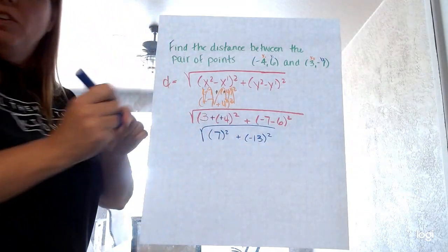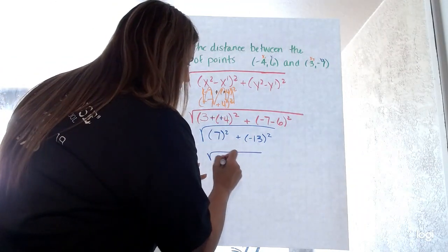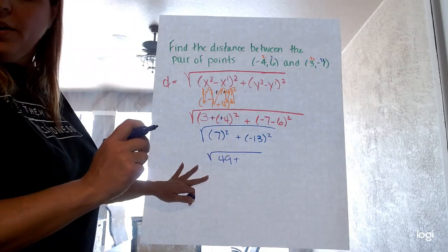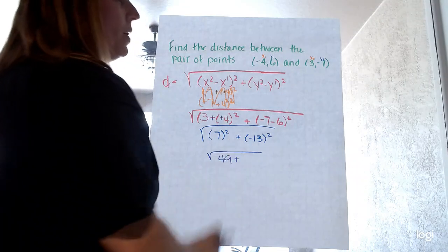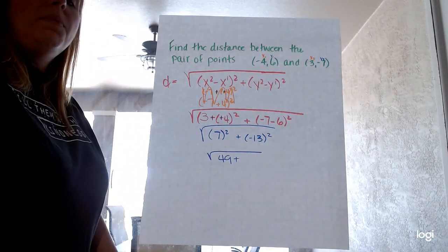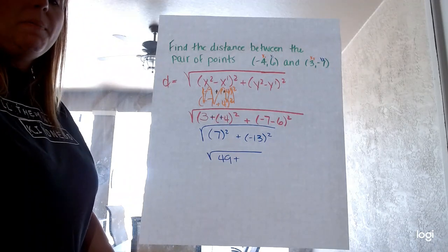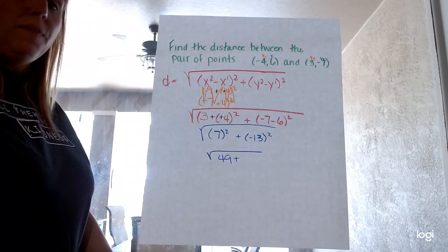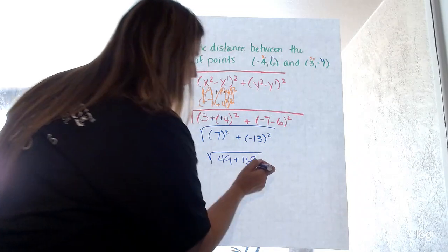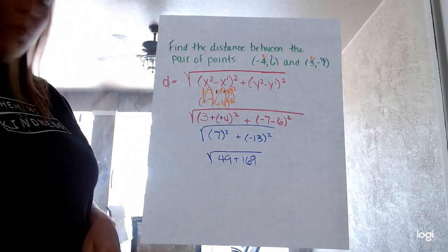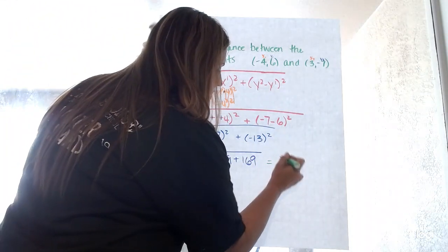We know that 7 squared, 7 times 7, is 49. And then 13 squared is 169. Negative 13 times negative 13 is a positive, because multiplying and dividing use same sign, you will get a positive. So because it's a negative times a negative, we're going to get a positive. Add 49 and 169, and you will end up with 218.